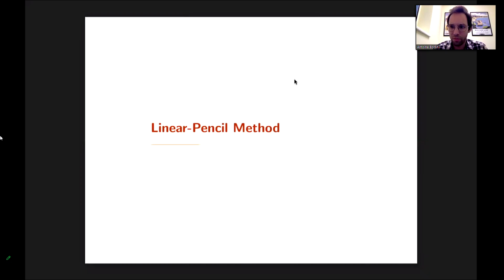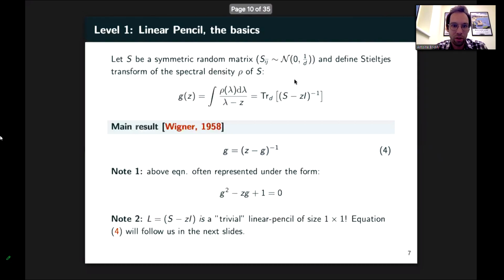Just as a very simple example of what I want to show you, let's go back to just level 0 of the linear pencil method. To give some vocabulary here, when I talk about the Stieltjes transform of a spectral density, this is just the trace of the resolvent of a matrix S. I'm just talking about the trace of (S minus z times the identity) to the minus 1. Sometimes people put the minus sign in some places or the other, but here it's going to be this way.